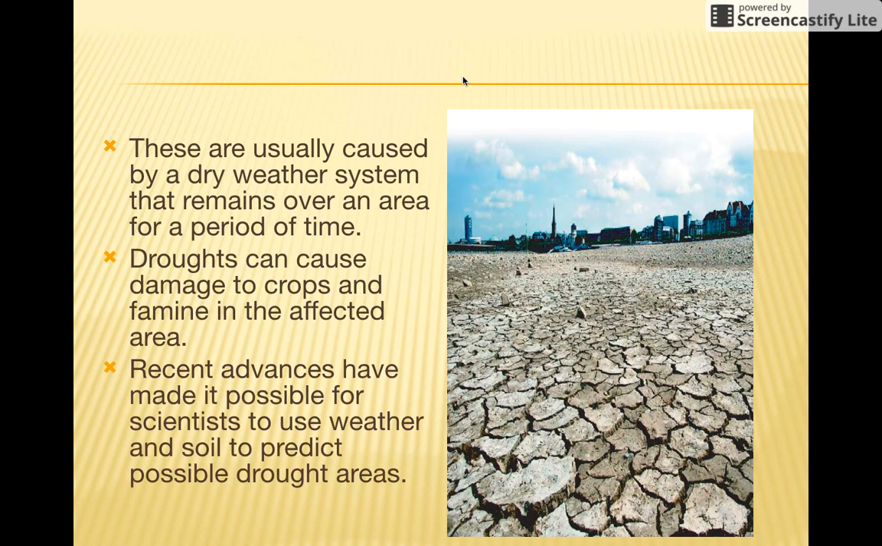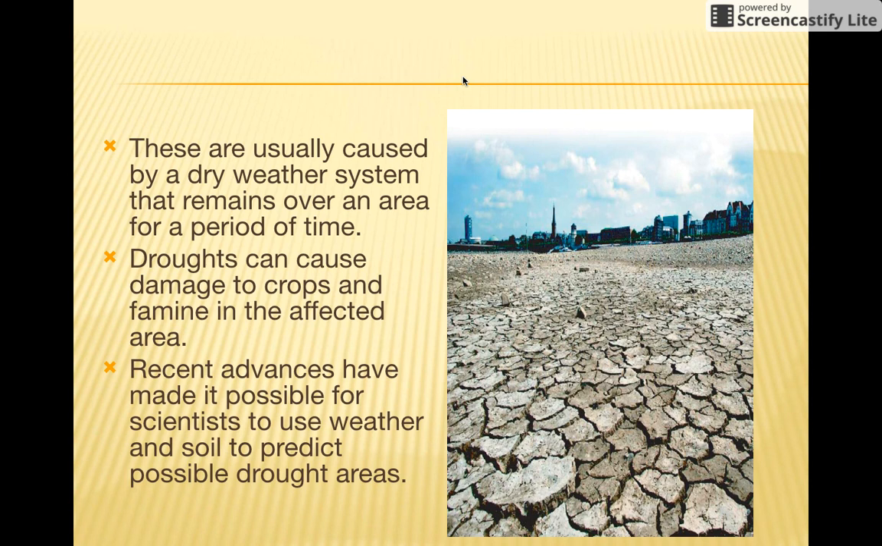They're usually caused by a dry weather system that remains over an area for a period of time. Droughts can cause damage to crops and famine in the affected area. Recent advances have made it possible for scientists to use weather and soil to predict possible drought areas.